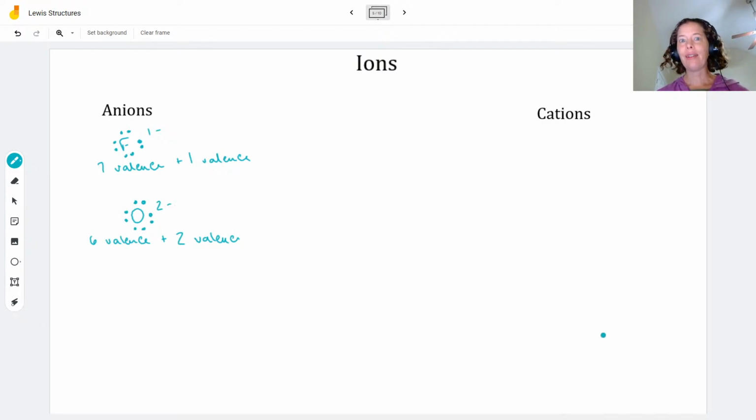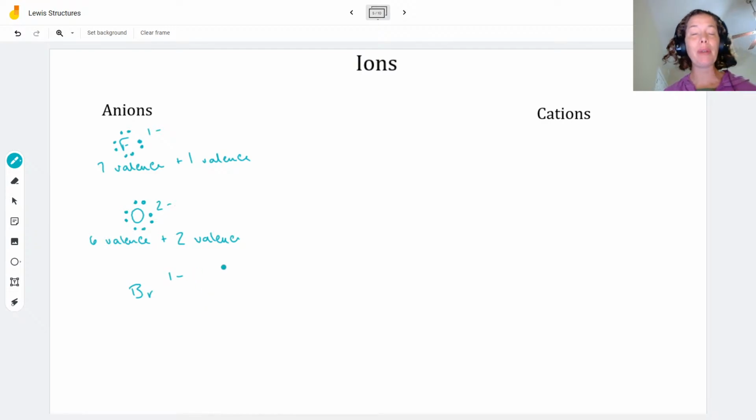Okay, so hopefully you're seeing a little bit of a pattern here, right? Okay, let's do another anion. Let's go ahead and do bromine. Why not? I'm kind of partial to the halogens anyway.